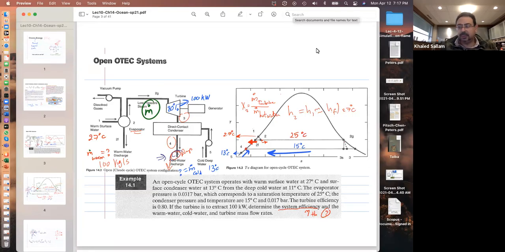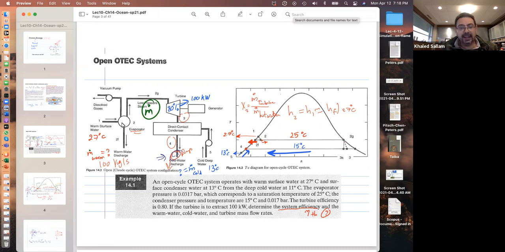All right. We are going to continue on the ocean energy, specifically ocean thermal energy. Last time we talked about the first configuration, which is the open ocean thermal energy conversion. OTEC stands for ocean thermal energy conversion, and it's open because we take the warm water from the surface.